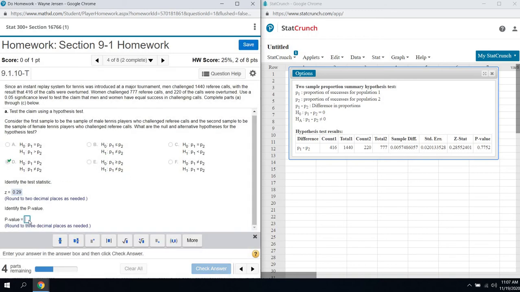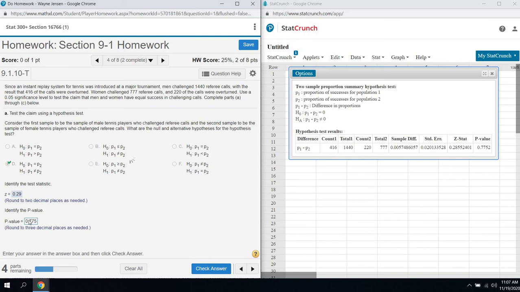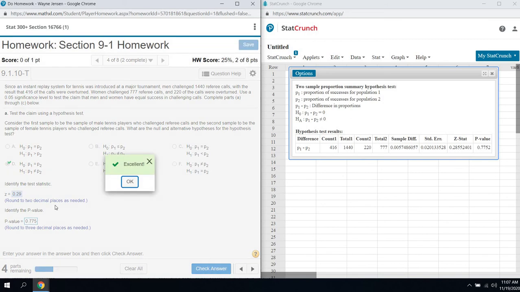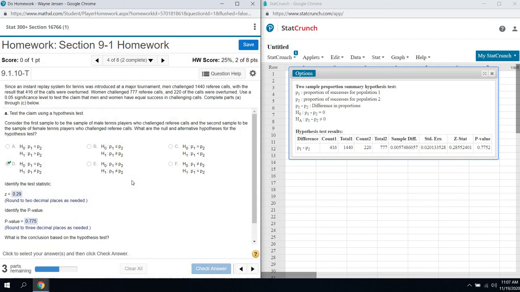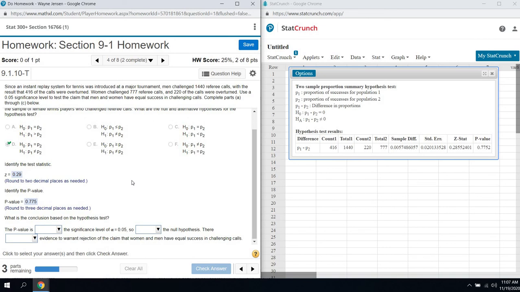Identify the p-value. Also easy. They want it out to 3 decimal places, so 0.775. Great. This is actually a wonderful one to follow up with because I was thinking that it wasn't going to have everything. This is going to have more than what we could hope for. It's going to have the confidence interval to follow. There's going to be a part B because there's 3 parts remaining.